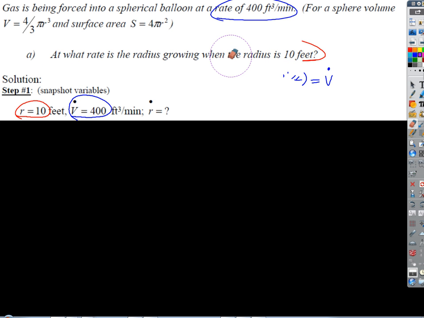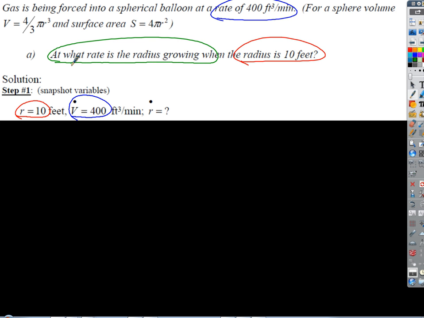What we're looking for is at what rate is the radius growing? So that's our R dot equals. Okay. So step one is we're just going to summarize everything by identifying what the snapshot variables are. What are the values that we're going to specify at that one frame in the movie? Okay? That make sense? Step one of our process.